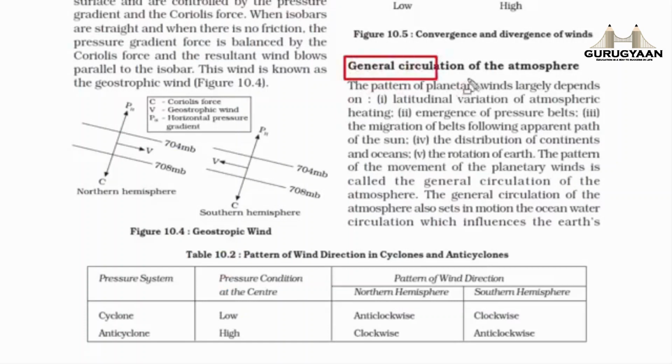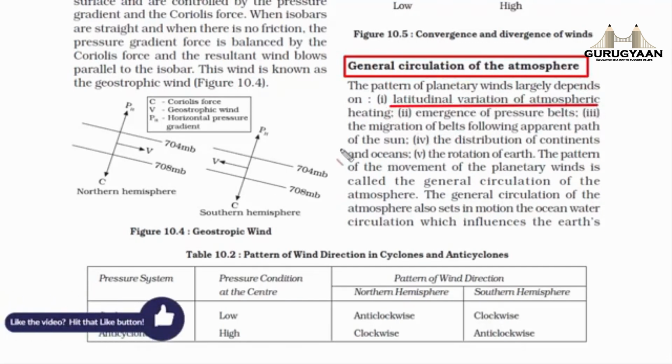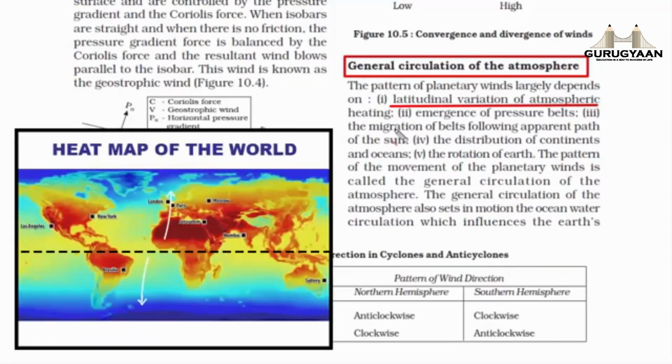Now we will get to know about the general circulation of the atmosphere. Before I explain the general circulation of the atmosphere, here are some of the important factors that influence atmospheric circulation. You will notice that some of these factors are the same that we went through in the previous topic. The first one is latitudinal variation of atmospheric heating. So what does it mean? As we go away from the equator towards the poles, temperature drops. And that has a lot to do with the creation of warm air and cool air, which in turn has a greater influence on wind's movement.